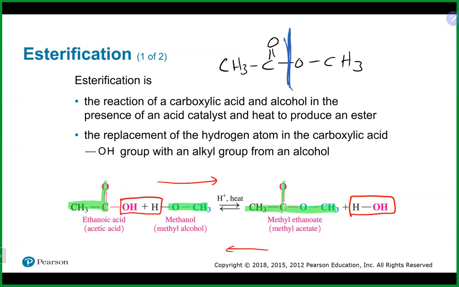Heading towards the single bonded oxygen, there's basically two oxygens. There's one that is double bonded up on top, and there's one that is single bonded to the right in this particular case. Heading towards the single bonded oxygen and past it, away from the double bonded oxygen, that is going to be your alcohol part. Heading towards the double bonded oxygen and away from the single bonded oxygen, that's going to be your carboxylic acid part.